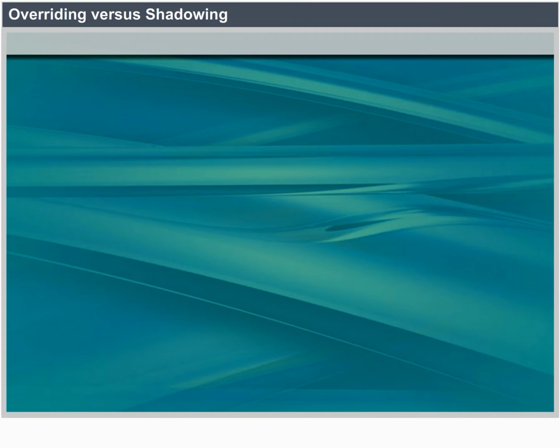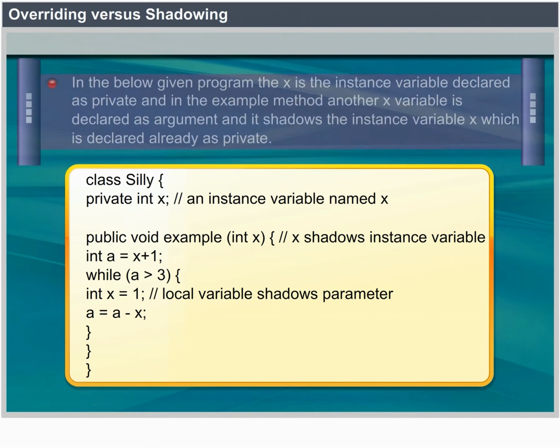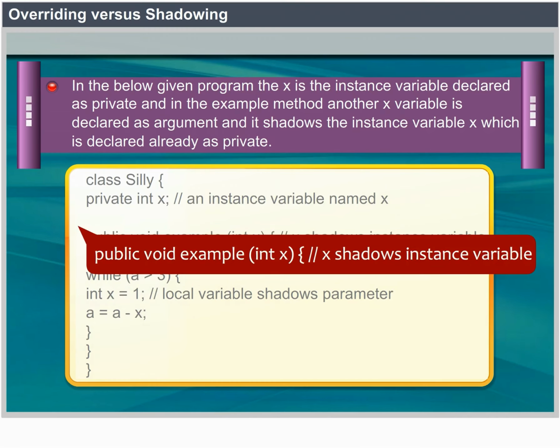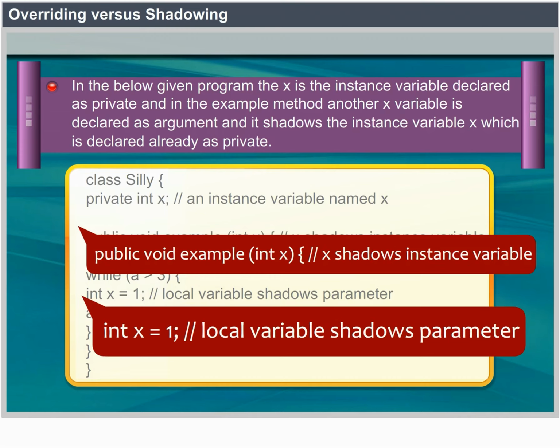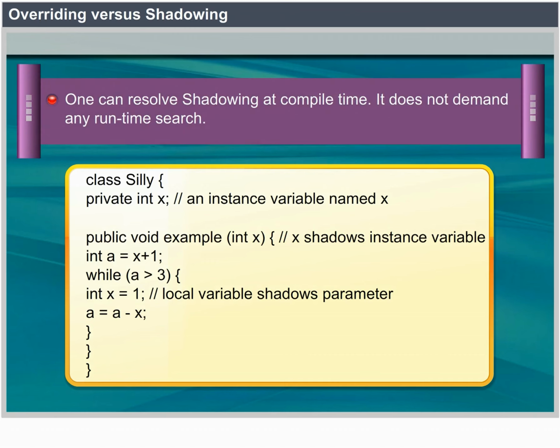Overriding versus shadowing. In programming languages, it is not uncommon for one declaration of a variable to shadow a previous variable of the same name. In the below given program, the x is the instance variable declared as private, and in the example method, another x variable is declared as an argument and it shadows the instance variable x which is declared already as private. One can resolve shadowing at compile time. It does not demand any runtime search.